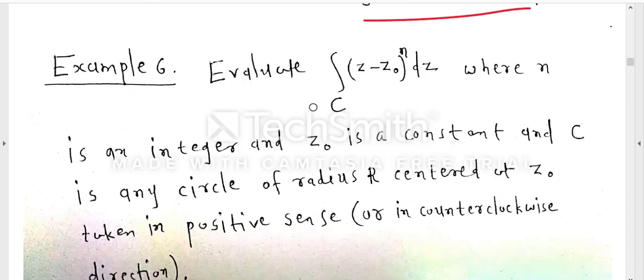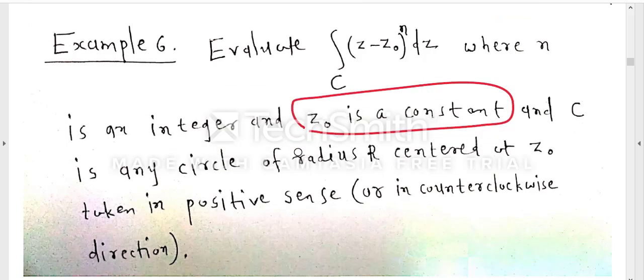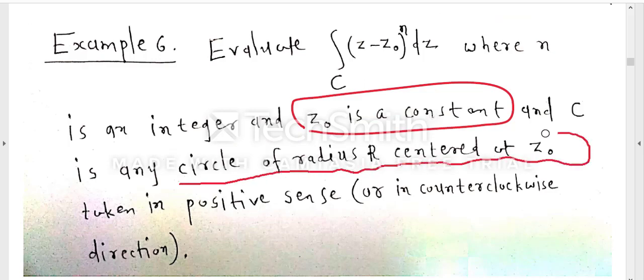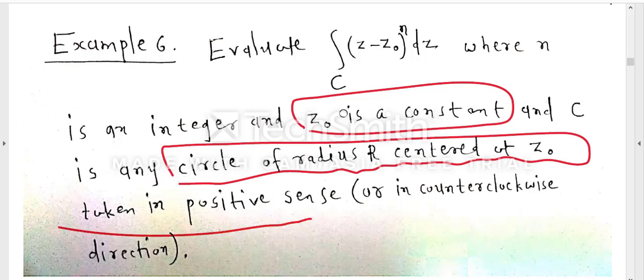Next example. The function is (z minus z0) to the power n, where z0 is a fixed constant. And what is the contour? The contour is the circle of radius r with center z0, taken in positive sense, meaning in counterclockwise direction.